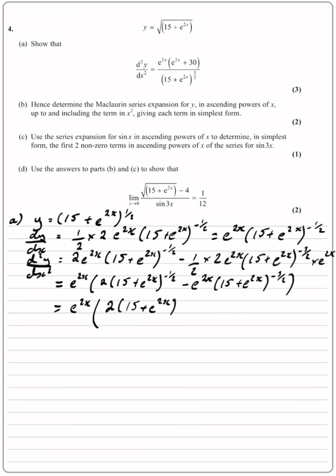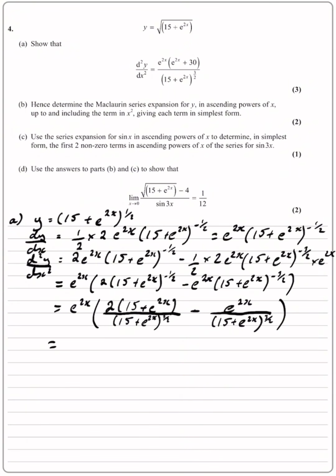So taking the 2 lots of 15 e to the 2x to the minus a half, I can write that as 2 lots of 15 plus e to the 2x all over 15 plus e to the 2x to the power of minus 3 over 2. If you think about the powers, it's like saying 1 subtract 3 over 2, and the powers would give us the minus a half. And then that allows me to just rewrite the second part with the common denominator, quite straightforward, e to the 2x over 15 plus e to the 2x to the power of 3 over 2 as well.